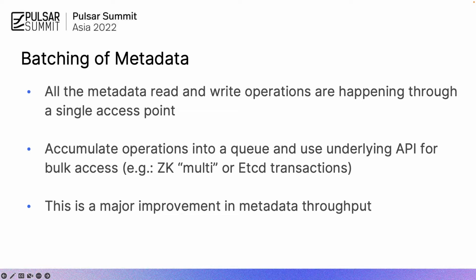As part of this effort, we were also able to implement batching of metadata in order to achieve higher throughput for both metadata reads and writes. Through this process, we accumulate operations into a queue and use the underlying API we've built into the metadata store for bulk access. Again, ZooKeeper multi-access transactions, or etcd, both support these. And this is a major improvement in metadata throughput.